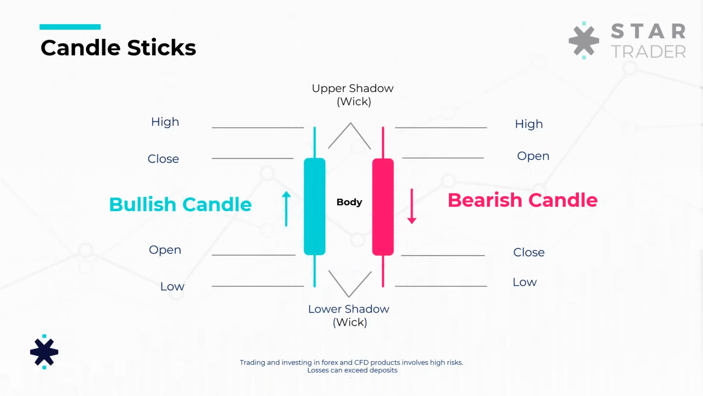Each one of these candles has 4 or 5 major parts. One of them is the high price. If you can see on the bullish candle on the screen, on the left side, we have the high price, which is the highest price during that time frame or that day or that hour. So then will be the close price.